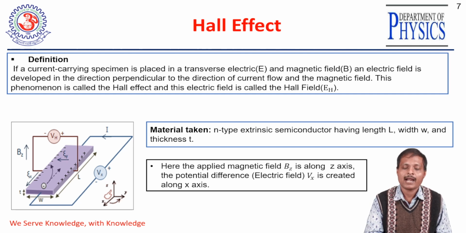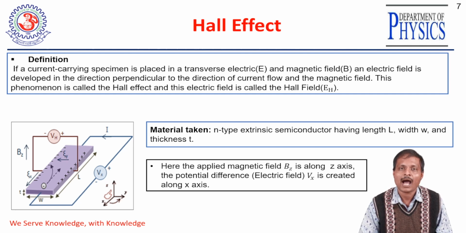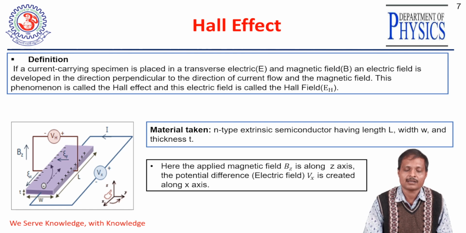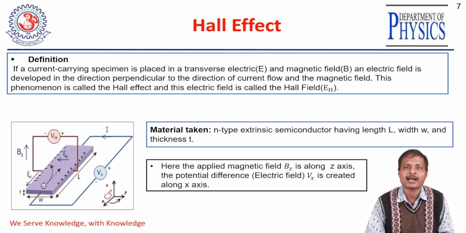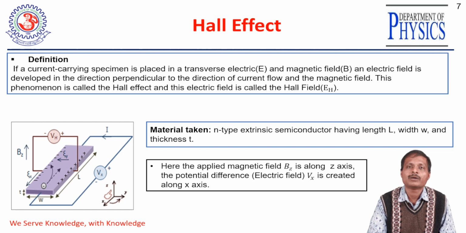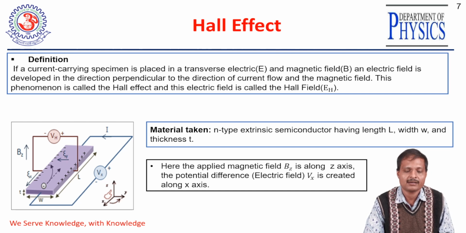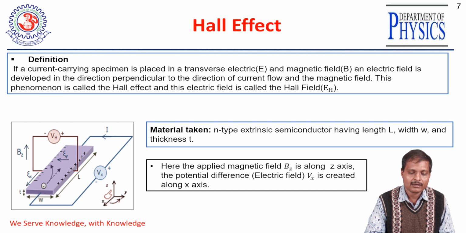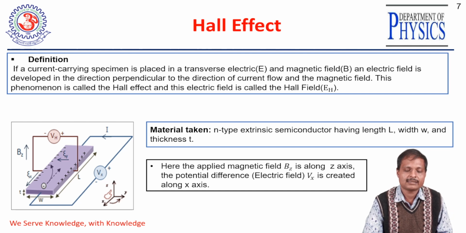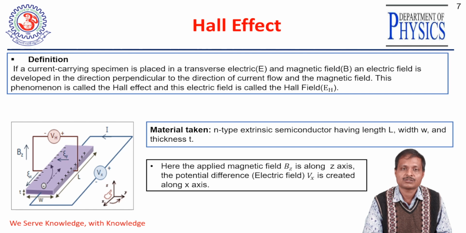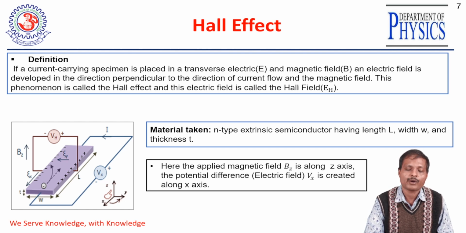Here, in order to demonstrate the Hall effect, I have taken an N-type extrinsic semiconductor. This has length L, width W and thickness T. Here I have applied the magnetic field along the Z direction, so I have denoted it as BZ. And here I have applied a battery so the current flows in the X direction. Whenever you apply a potential difference, the current will flow in that direction.